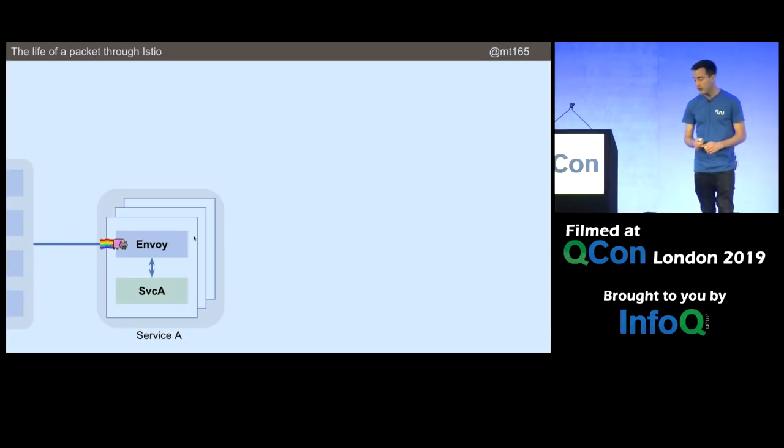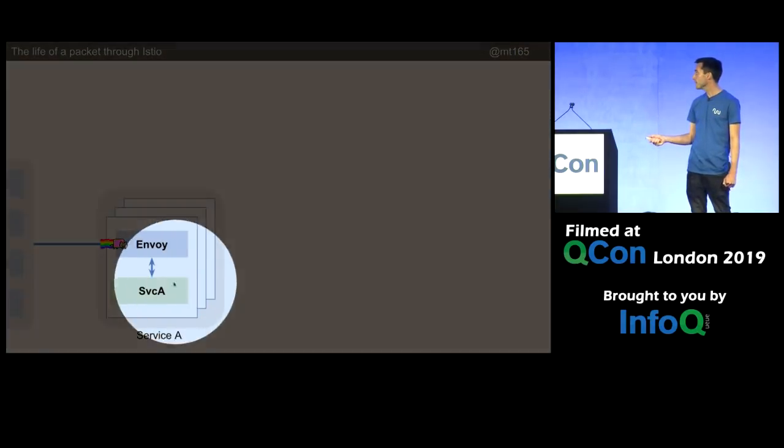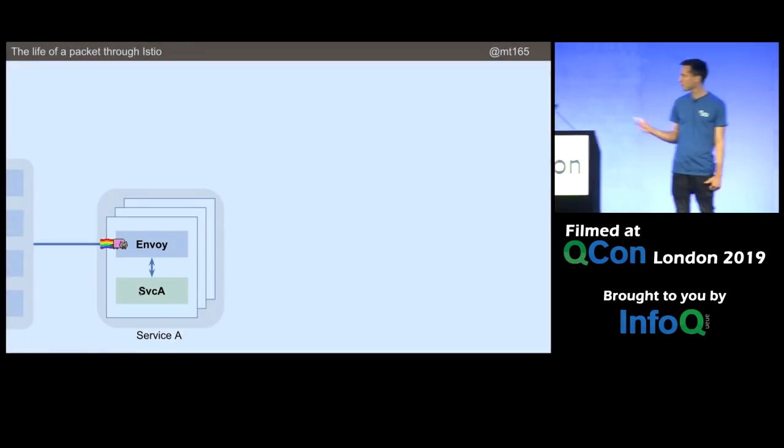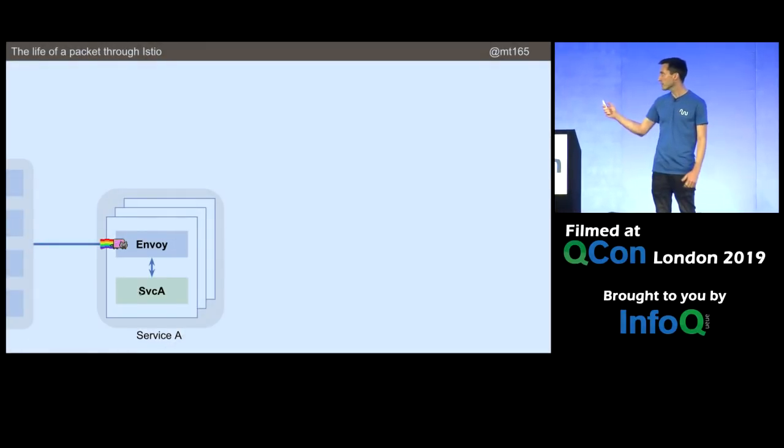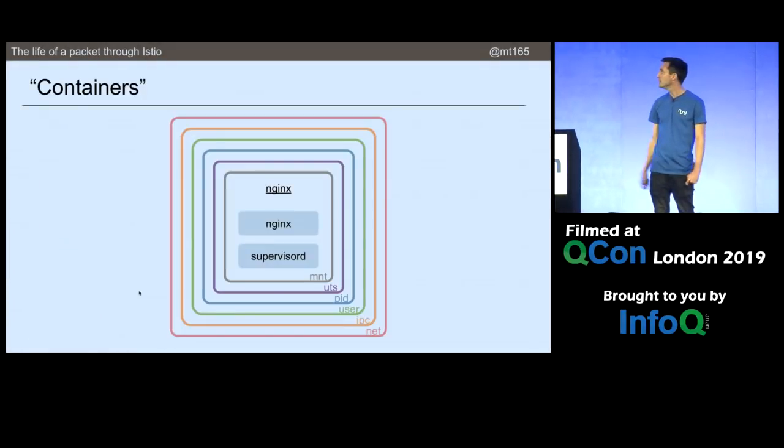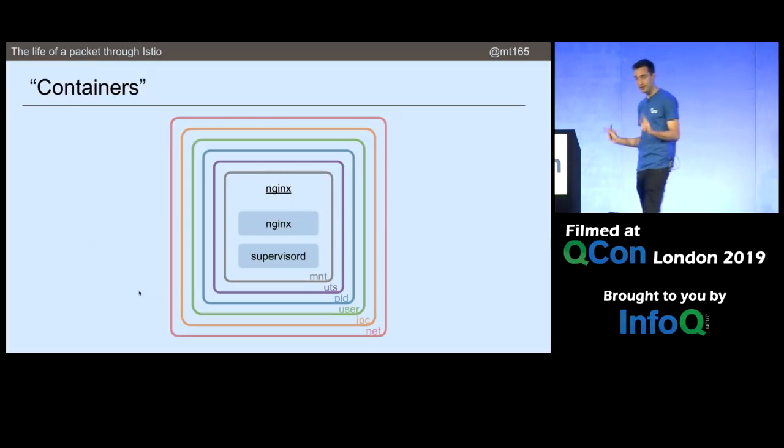Well, it's no big secret, right, that we've got this Envoy proxy stuck in front of the actual service, the actual business logic. But what is going on here? What is the architecture of this? So let's remember what a container is.